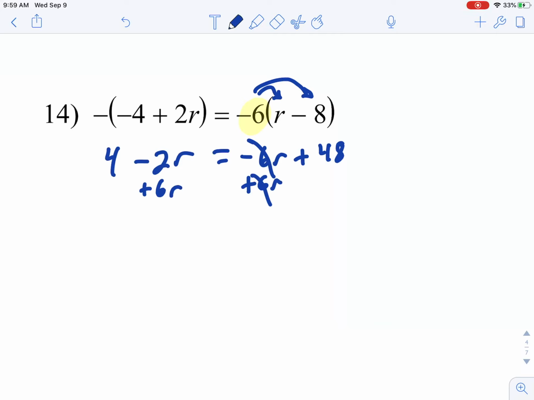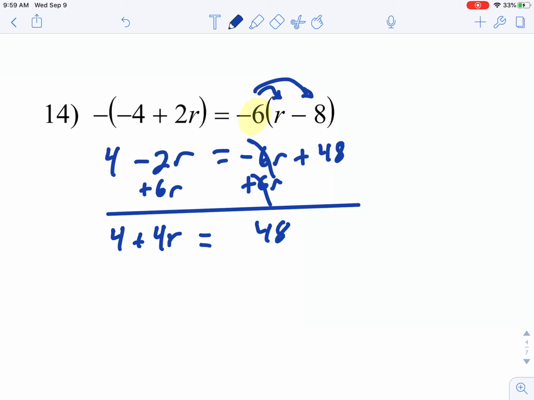-2 plus 6 is +4. So I'm just kind of thinking ahead here. This would give me a +4r. Had I decided to do it differently and add 2r to both sides, I'd end up with a negative number, and I really didn't want to do that. So bring down the 4, bring down the 48, and continue.